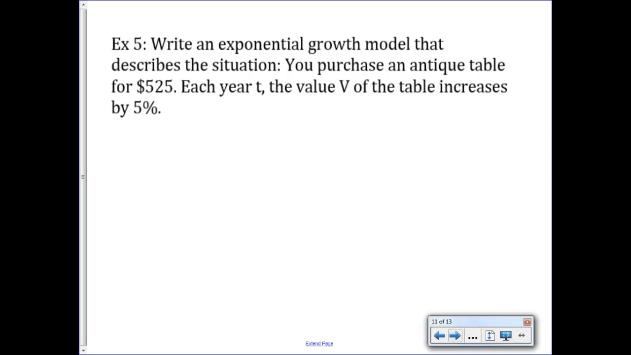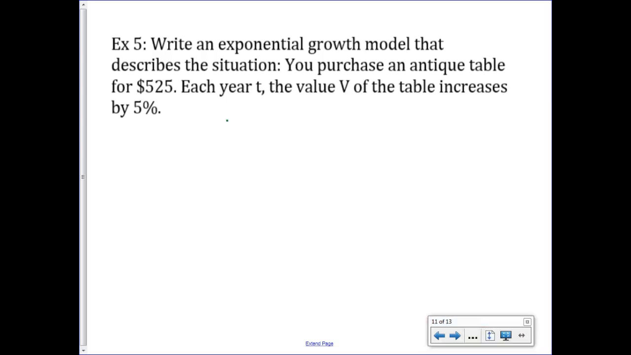All right, let's try another one of these. Write an exponential growth model that describes this situation. You purchase an antique table for $525. Each year T, the value of the table increases by about 5%. If you think you got this, pause the video, try it on your own. I'm going to write it down for you here.